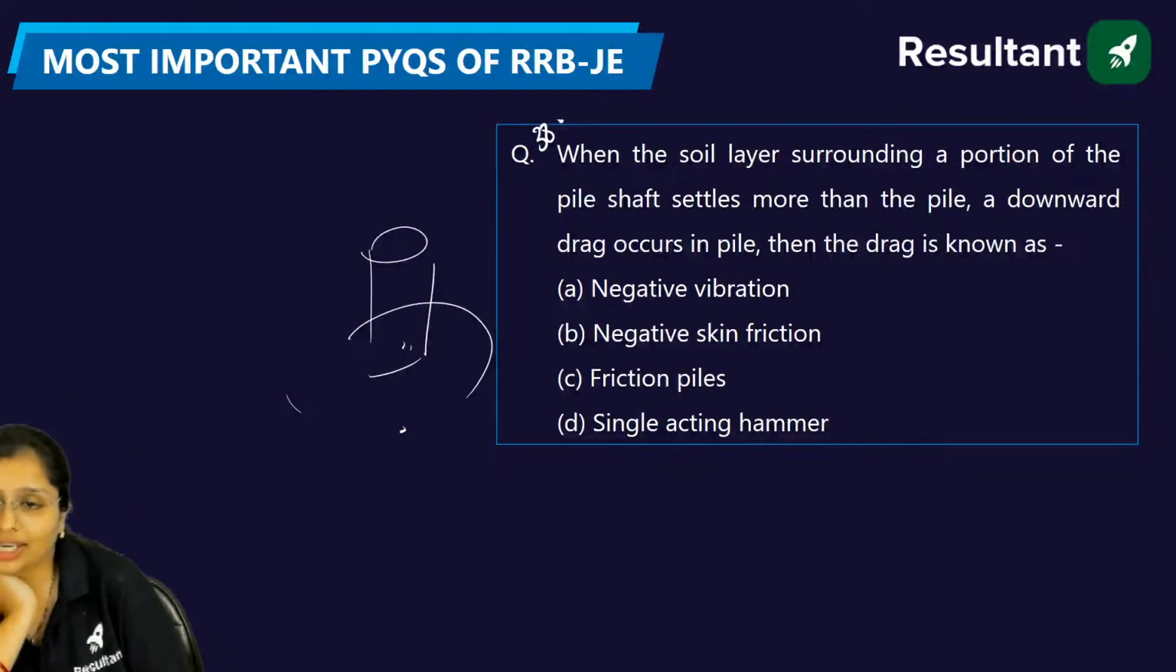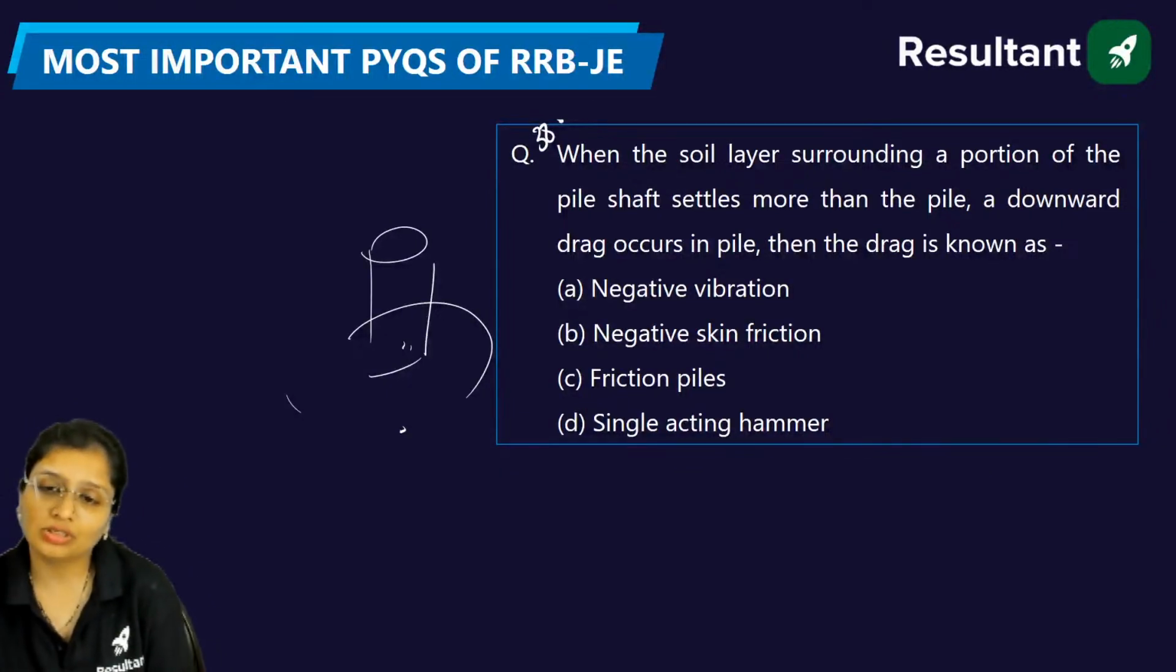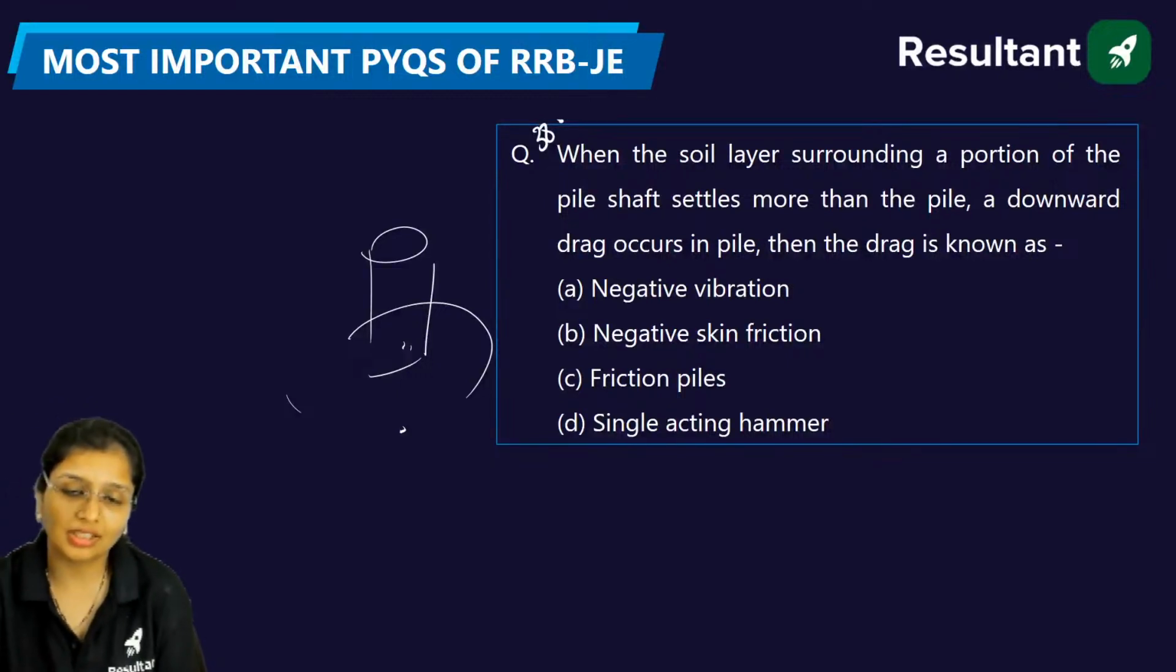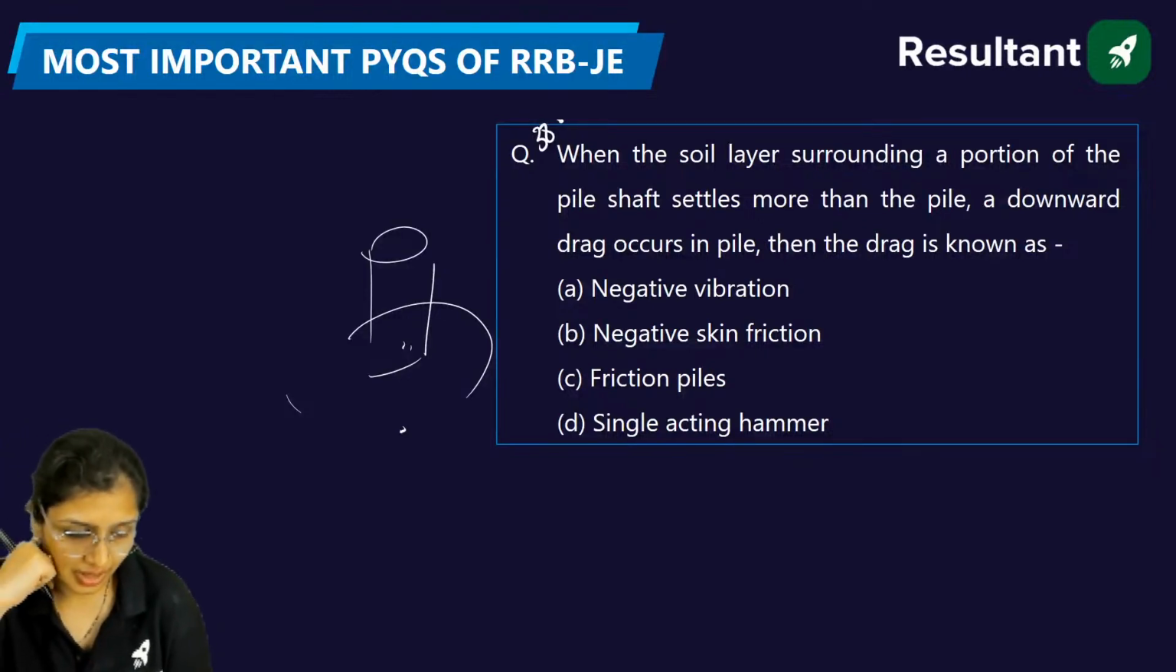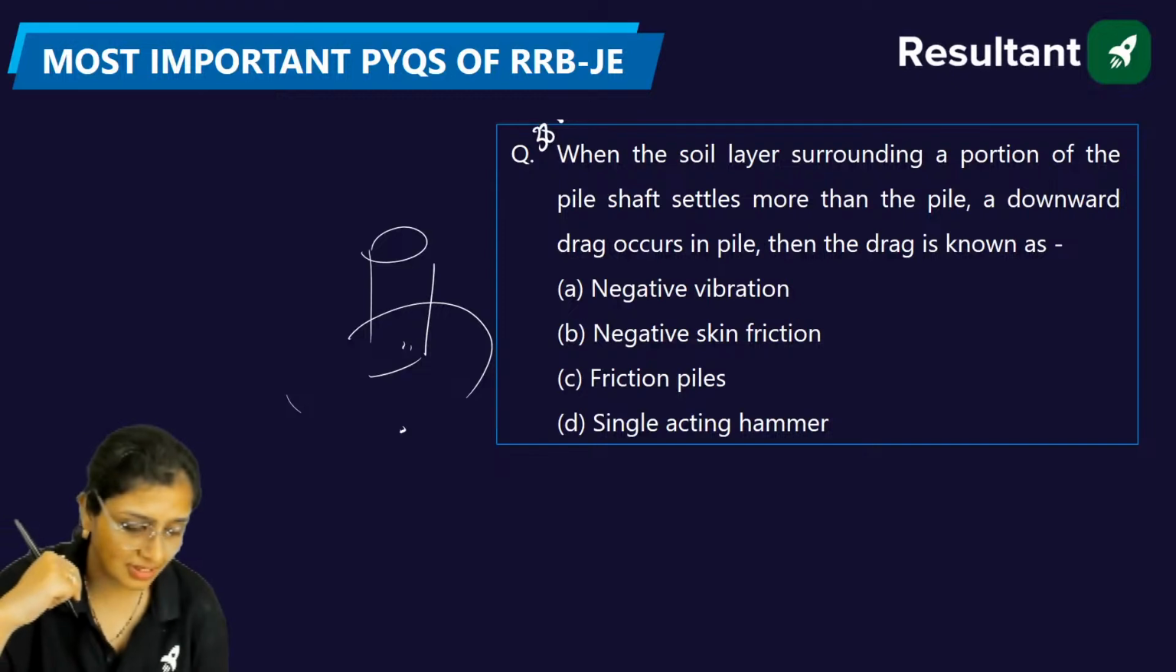What do you call that drag? Surrounding soil layers settling more as compared to that of the pile. Correct. That is negative skin friction.